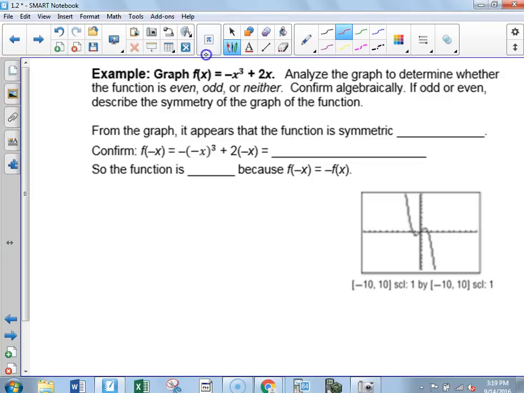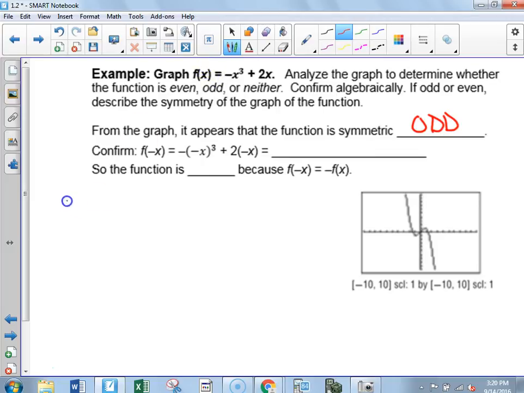All right, for this question, here's an example. This definitely looks like it has origin symmetry again, okay? Analyze the graph to determine whether we think it's even, odd, or neither. What do we think? It appears to be odd, which is origin symmetry. The test for odd is what? It's the same test we just did.